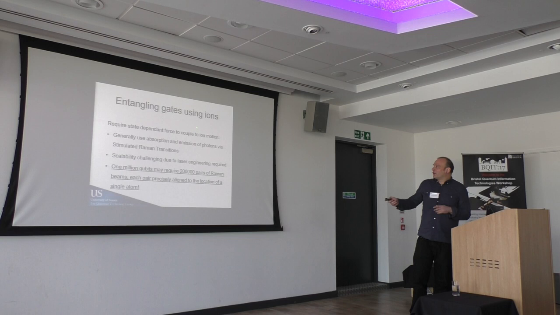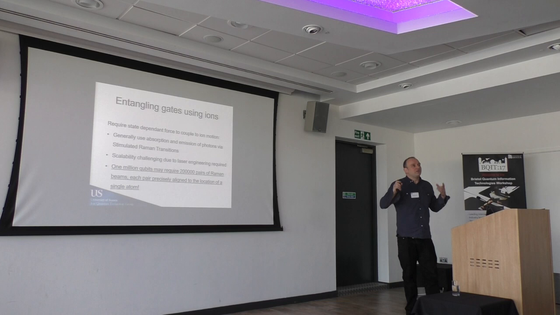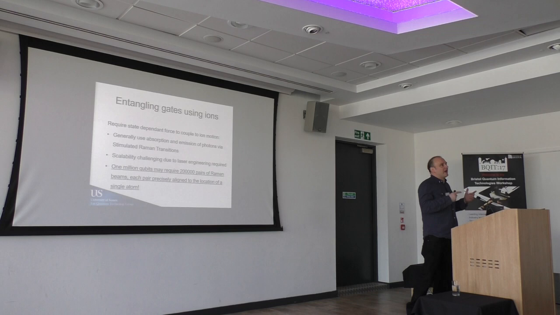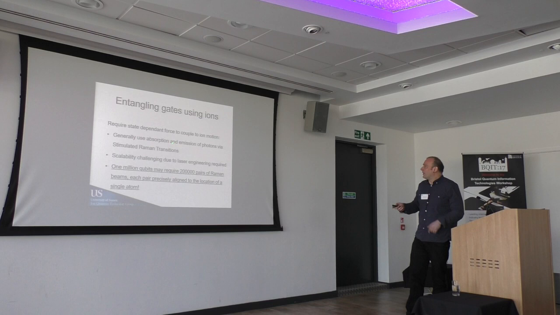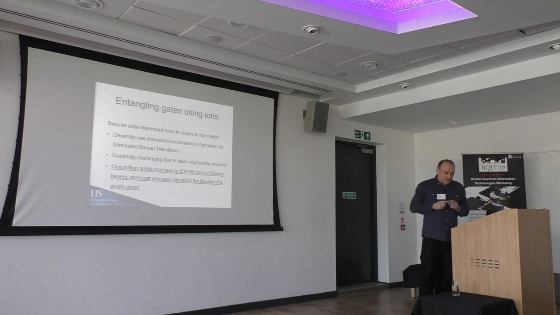If you want to drive an entanglement gate with trapped ions, the traditional way to do that is using laser beams. You need a state-dependent force, and you can make the state-dependent force using two laser beams. By utilizing the momentum within the photons, you can drive what we call a stimulated Raman transition, and therefore give the ions a kick, which is in a way the ingredient to make an entanglement gate.